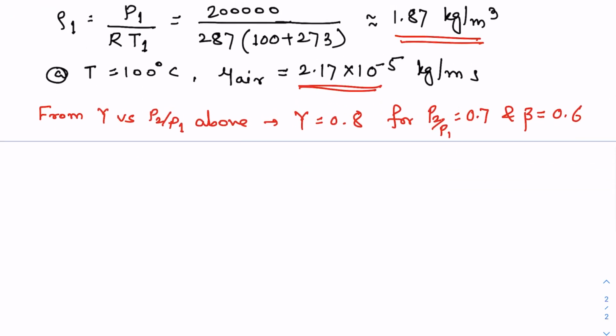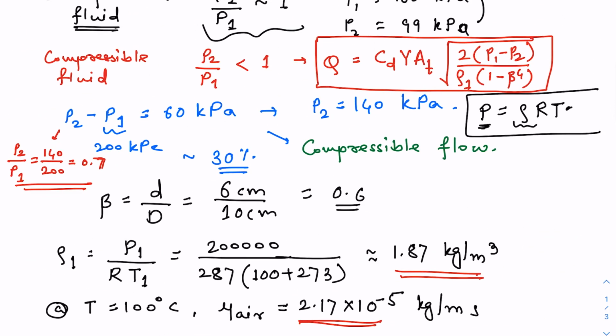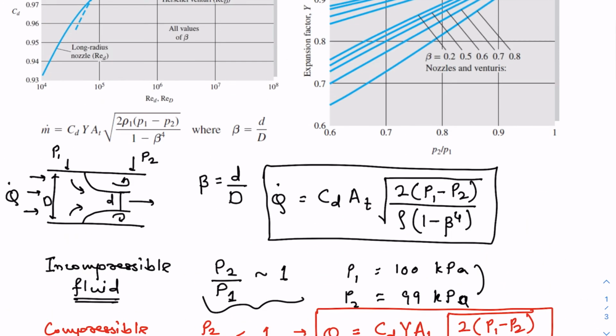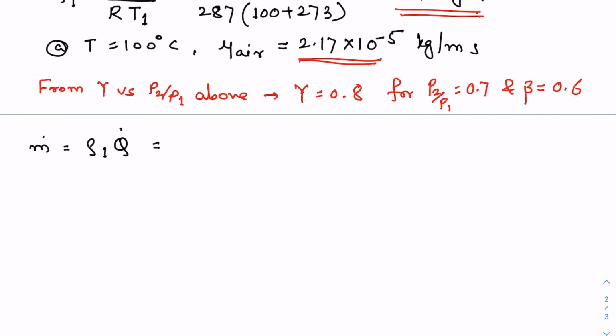Now the mass flow rate m dot is basically density times the flow rate, which, if we substitute this here, we will get m dot to be equal to this quantity. So m dot is basically CD times Y times A throat times square root of 2 rho 1 (P1 minus P2), divided by 1 minus beta raised to 4.